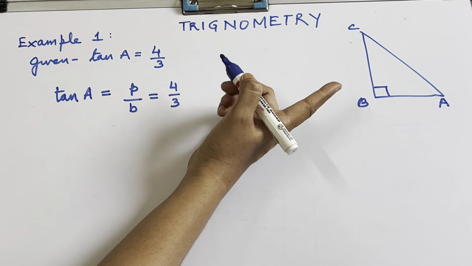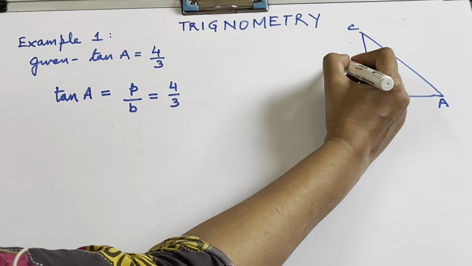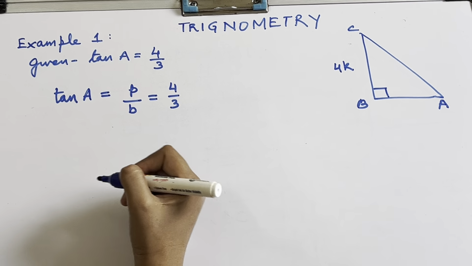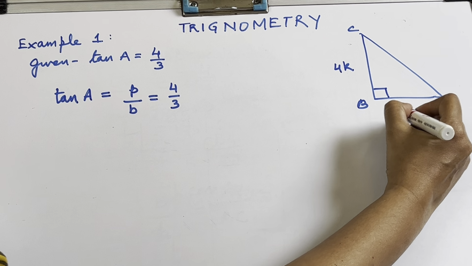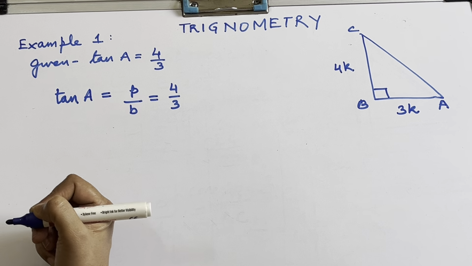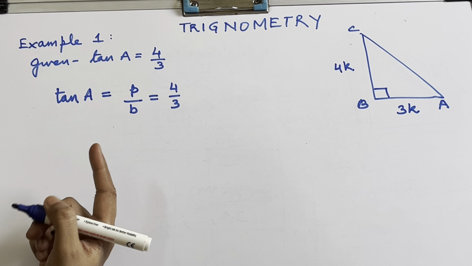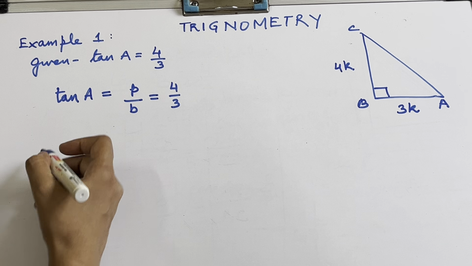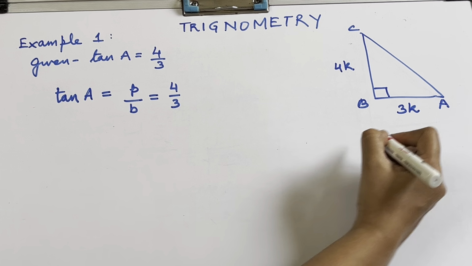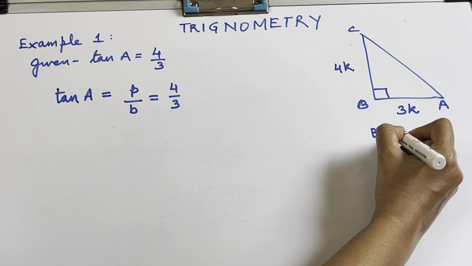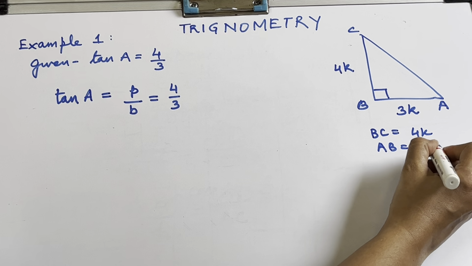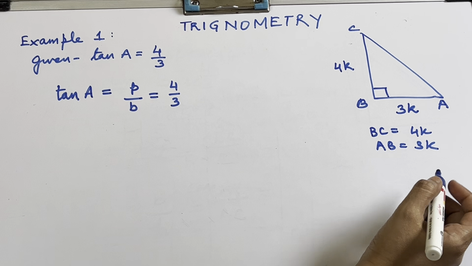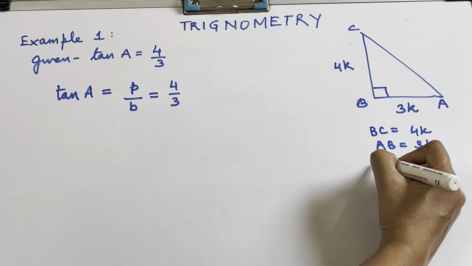Perpendicular here, if you see the figure, it is BC. So perpendicular can be written as 4K according to the given ratio. Base is AB, it can be written as 3K, K being the constant because it is given in terms of ratio. So we get perpendicular, that is BC, equal to 4K and AB equal to 3K. Let us first find the third side AC by applying Pythagoras theorem.